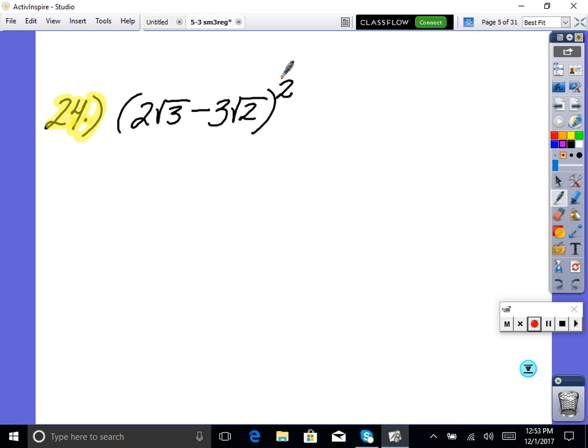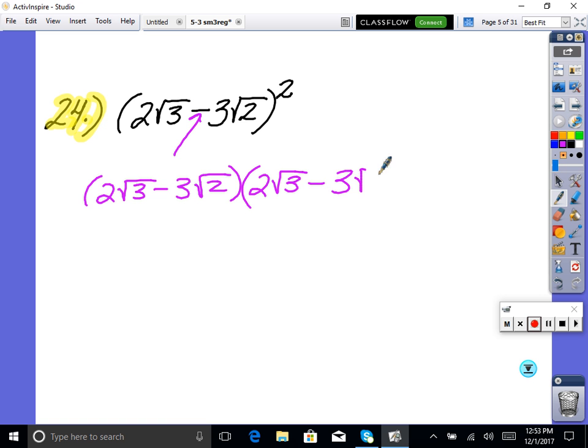Hey, look at 24. We knew it would be breaking the most forbidden of all forbidden rules to just square that and square that because there's a subtraction sign. So we have to write this out as 2 root 3 minus 3 root 2 times 2 root 3 minus 3 root 2. We don't break forbidden rules. If anyone's breaking forbidden rules at this point in the year, that is not good.